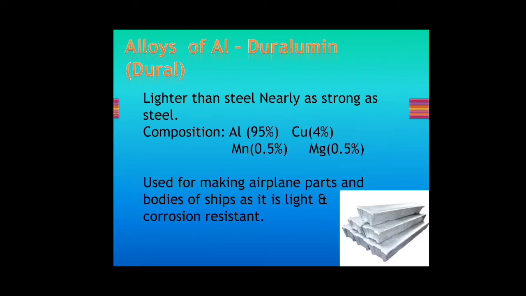So the alloy of aluminium is used to make dural, which is used for making light parts of aeroplanes and ships, and it is corrosion resistant. Means if you see, an aircraft is exposed to moisture, rain, even the ship body is continuously in water. So the metal has to be corrosion resistant.